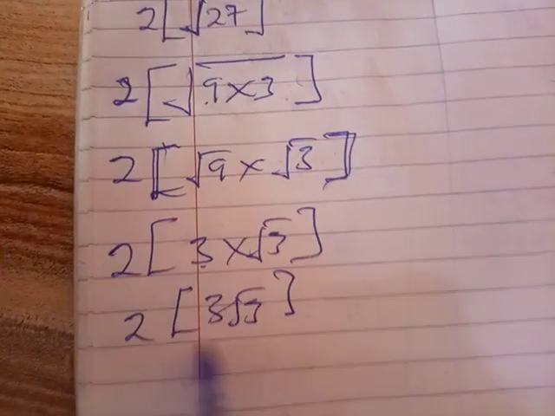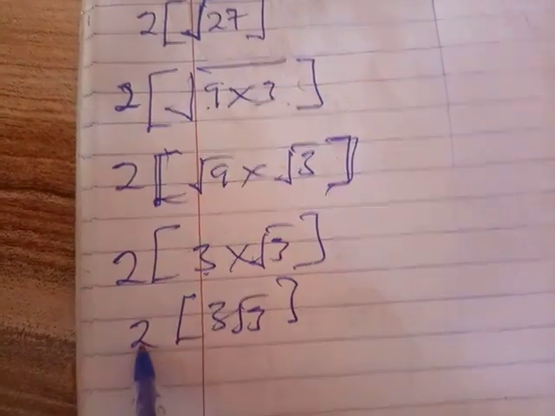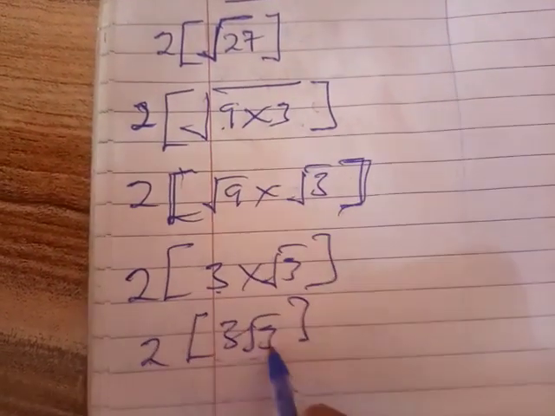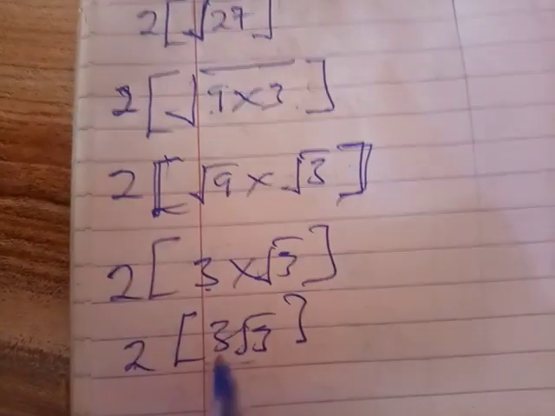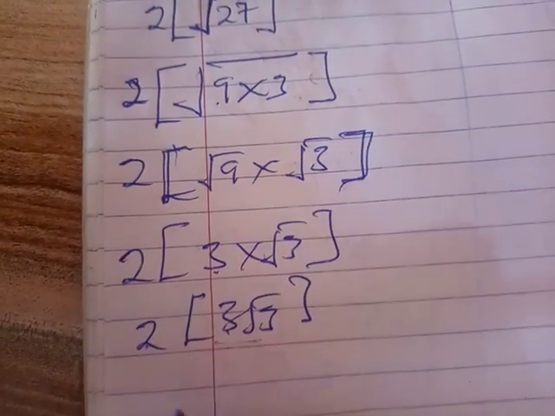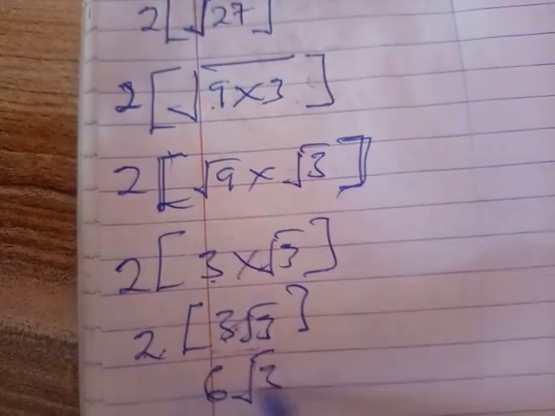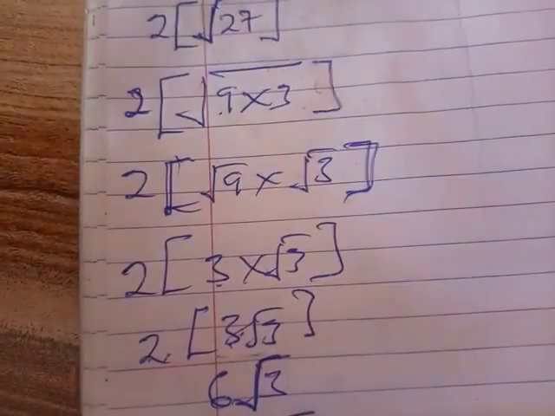Now after you arrive here, you can multiply this by what you have here. But these two cannot multiply what we have under the root sign. It can only multiply the number standing beside the root sign. So 2 times 3 is 6 root of 3. And that's the answer.